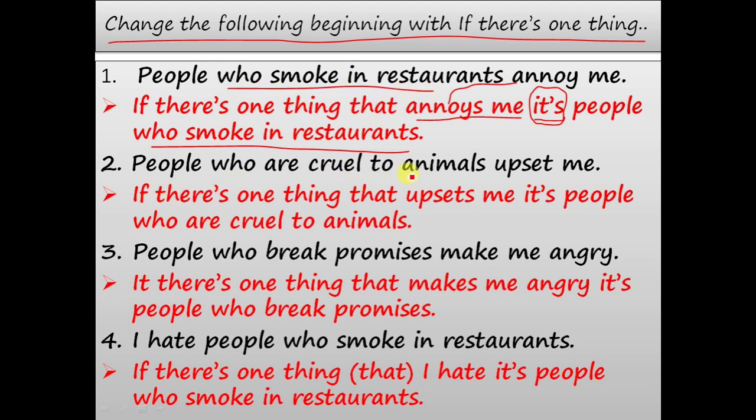Similarly, people who are cruel to animals upset me. If there is one thing that upsets me, it's people who are cruel to animals. People who break promises make me angry. If there is one thing that makes me angry, it's people who break promises. I hate people who smoke in restaurants. If there is one thing, this is an object relative clause, therefore I hate. You can use the same given subject and verb. If there is one thing I hate, it's people, the given relative clause, who smoke in restaurants.